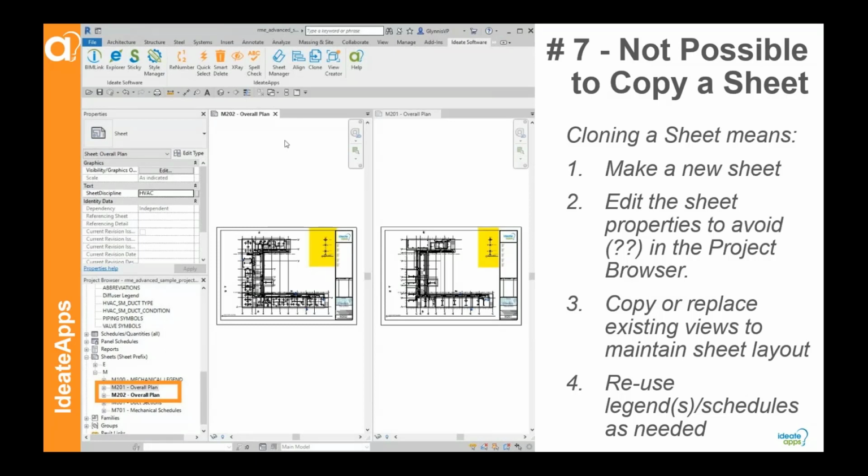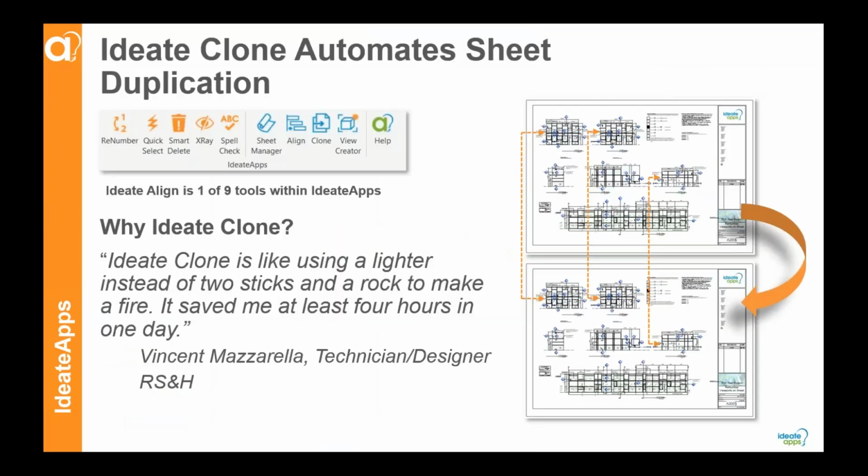Without this kind of tool, you're spending a lot of time futzing with it. Also, for someone who's maybe not familiar with all the sheet properties, there's a really good chance a lot of question marks are going to end up and it's going to go to the wrong part of the project browser. So it's a very simple solution that automates a whole series of tasks.